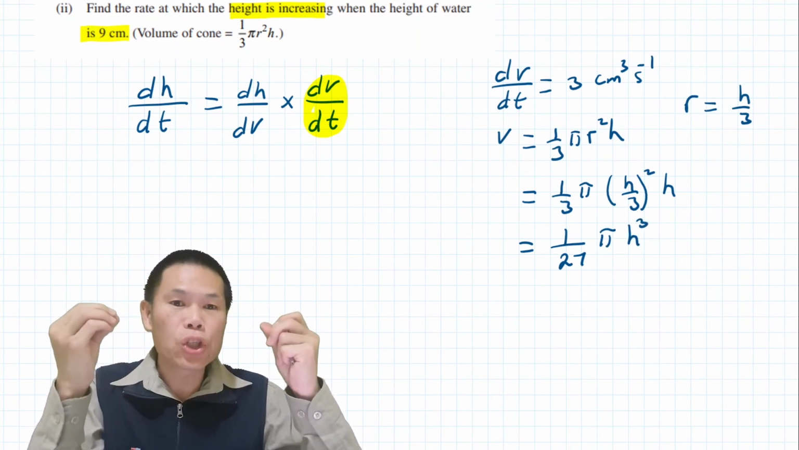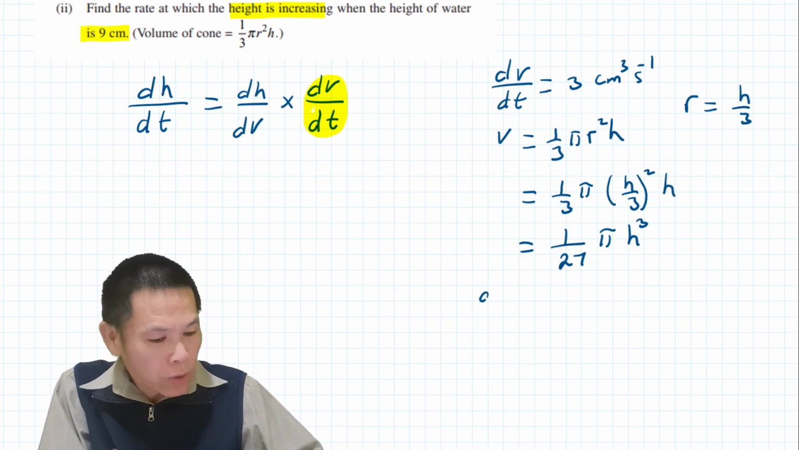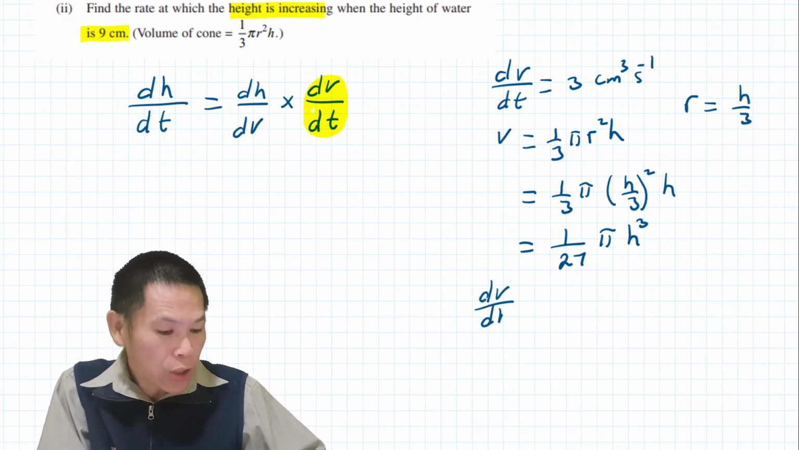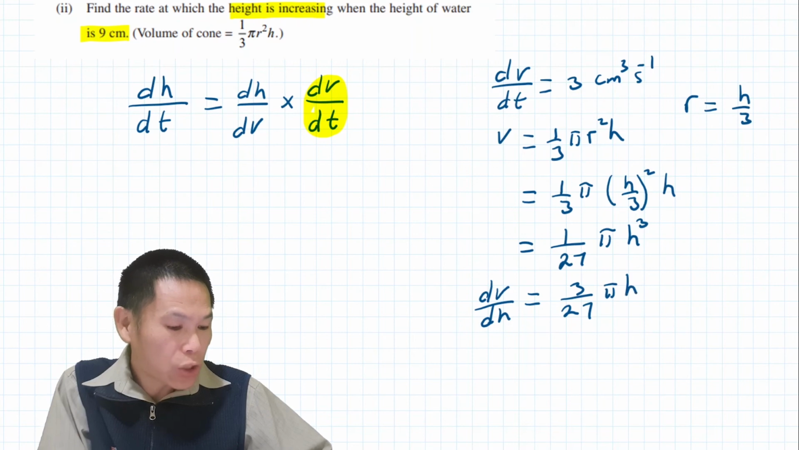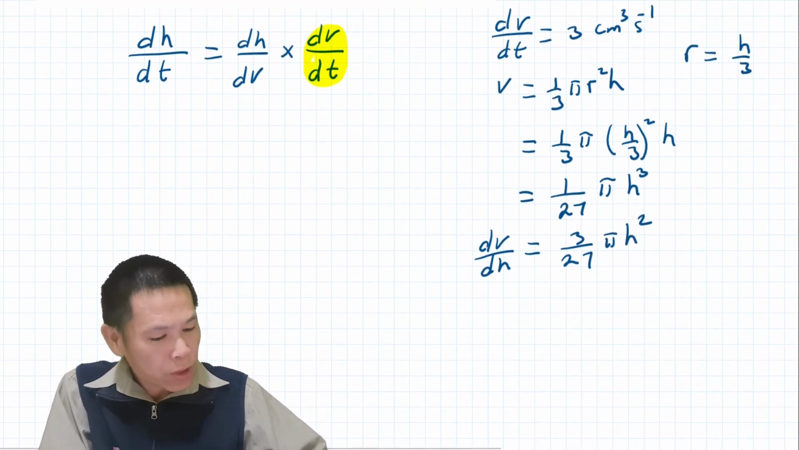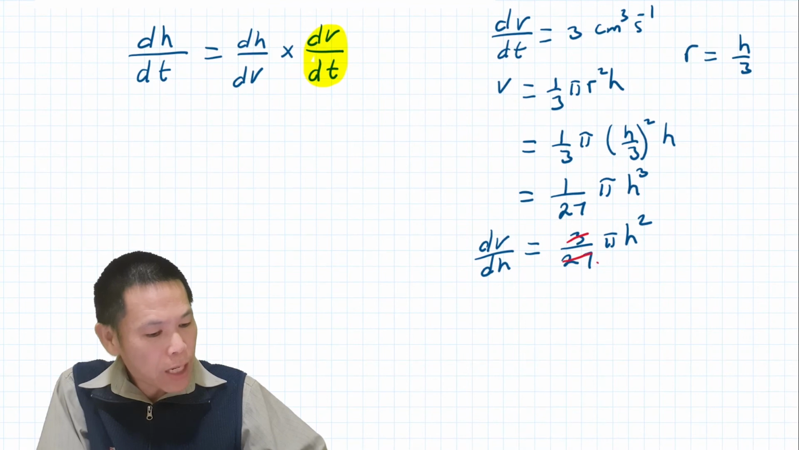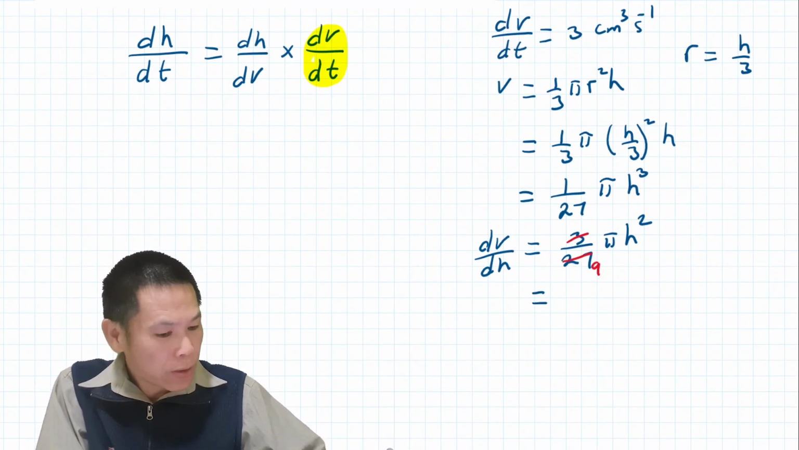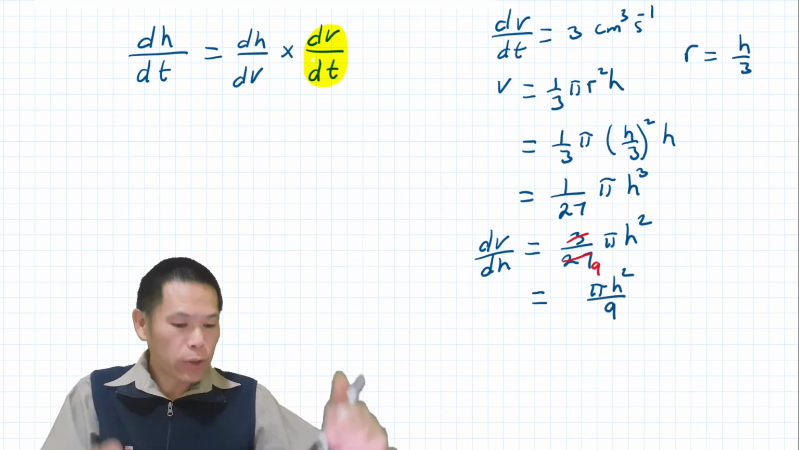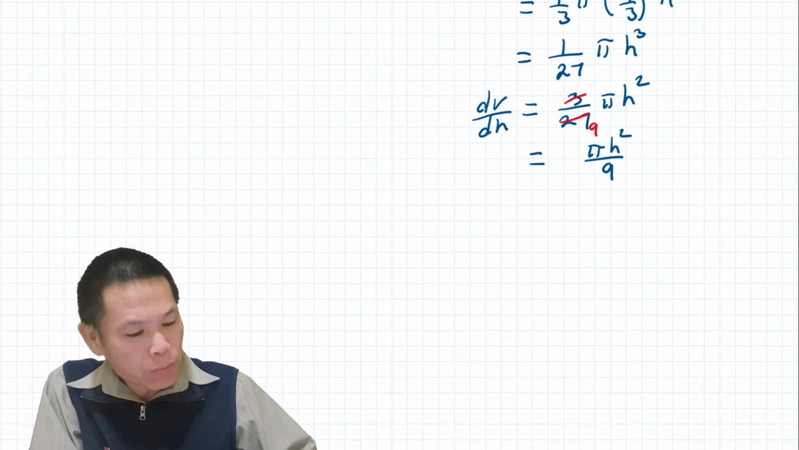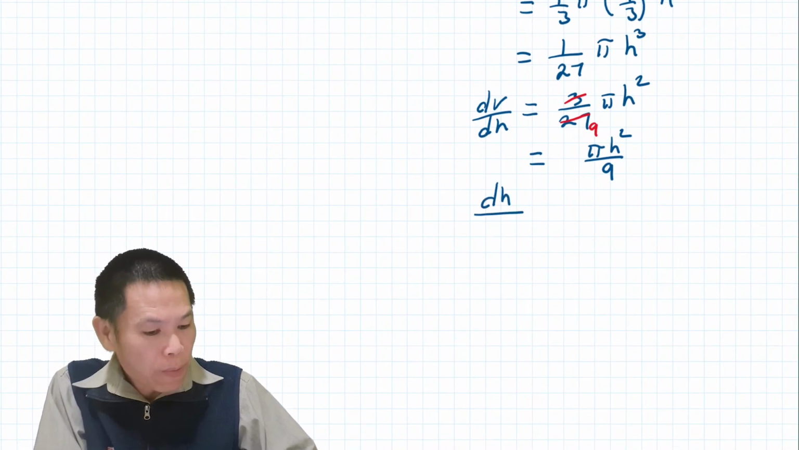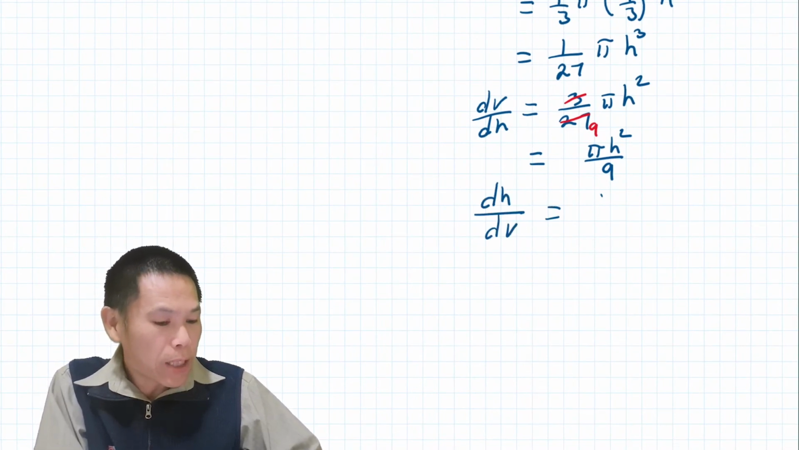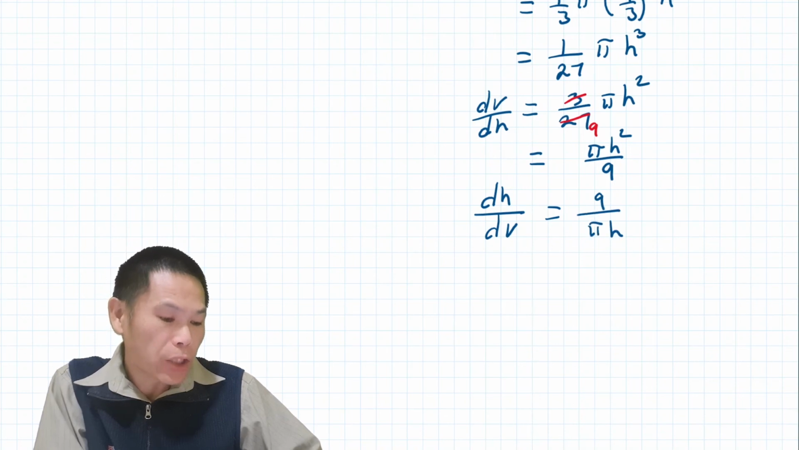So now we just differentiate it. We go dV/dh is equal to, we bring a 3 down, and that is 3 over 27 πh squared. Now we just simplify this. That will give me 9. So that is equal to πh squared over 9. Therefore, dh/dV, we just reciprocate this, will give me 9 over πh squared.